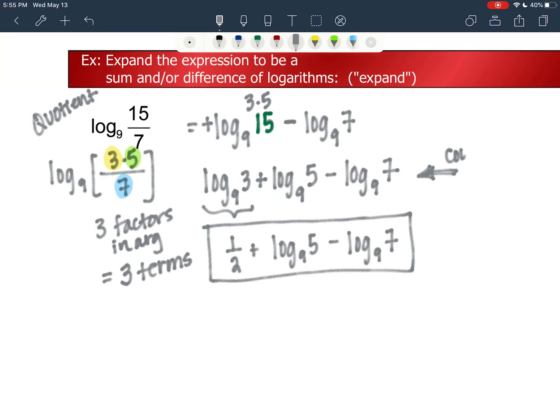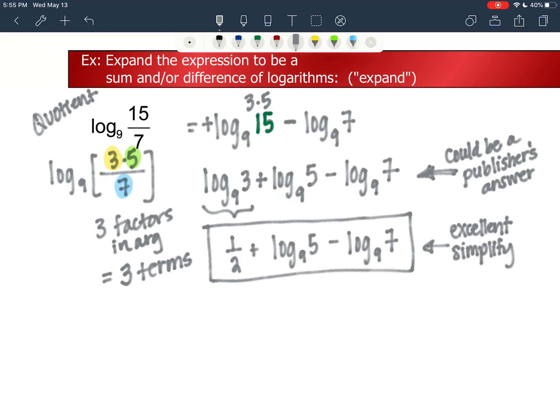So this could be a publisher's answer, because I think that they might just be wanting you to make sure that you can expand and not going too far in depth. This is an excellent simplify, because that log base 9 of 3 you should recognize to be 1/2.